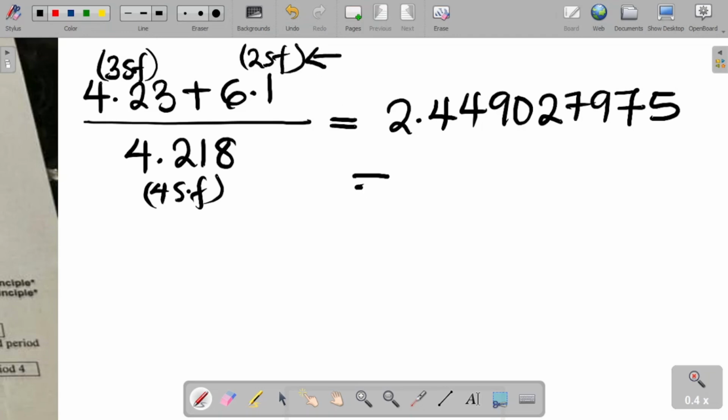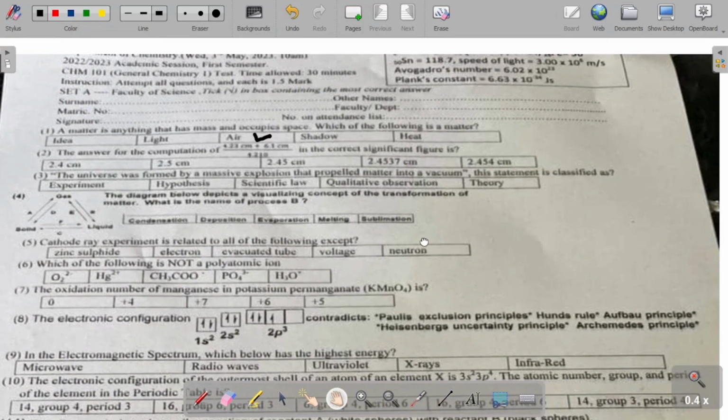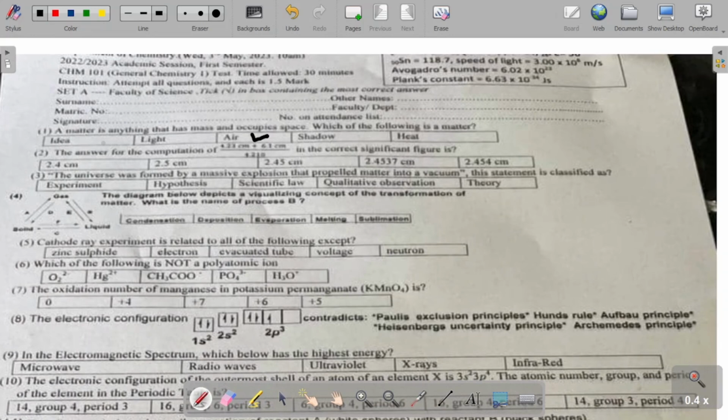In essence, I'll just pick out 2 significant figures and my answer would be in 2 significant figures. So that becomes 2 and 4. Of course, 4 is a plus 0, not a plus 1. So it becomes 2.4. My unit is in centimeters, so it becomes 2.4 centimeters. So if you are asked to present your answer in the correct significant figure, what you use is the least significant figure from your given values. So my answer is 2.4 centimeters, and that's the first option there, 2.4 cm. So that becomes my answer.